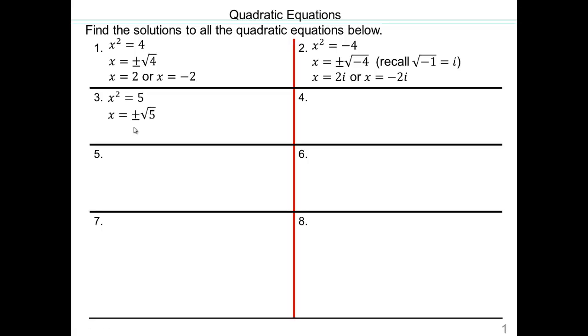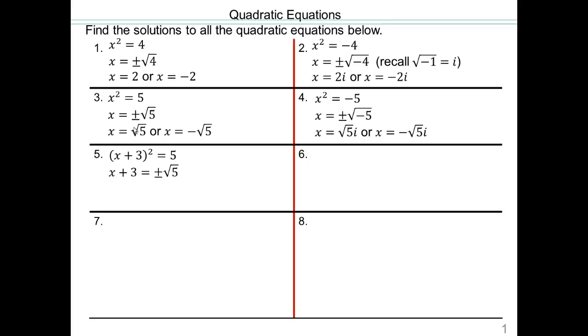Again, take the square root, so plus or minus. So x is either square root 5 or x is negative square root 5. What if you have negative 5? What's the difference? Take the square root, so you're going to get square root 5 i or negative square root 5 i.